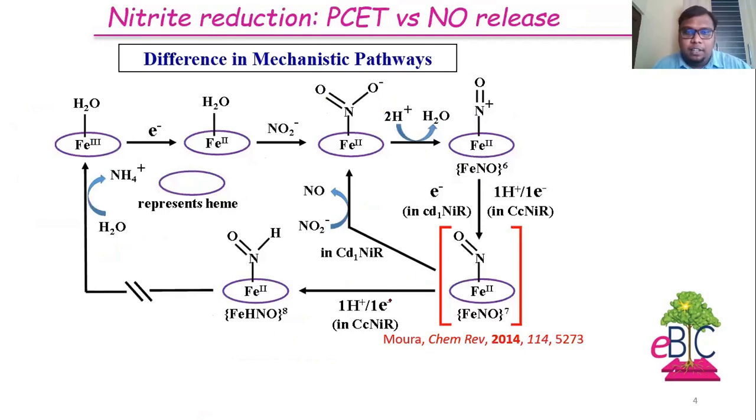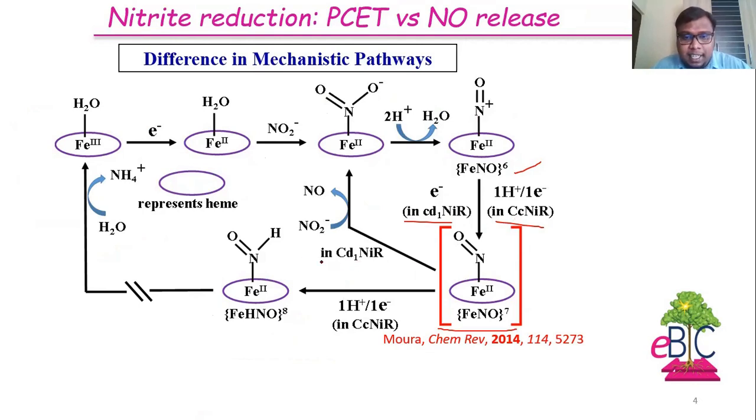And if you look at the proposed mechanistic cycle, you will find that it's almost similar. First reduction, binding with nitrite, protonation to release water, forming FeNO6. Then in the case of Cd1NiR, there occurs an electron transfer, and in the case of CcNiR, there occurs a proton-coupled electron transfer, forming FeNO7. This is the last common intermediate between these two enzymes.